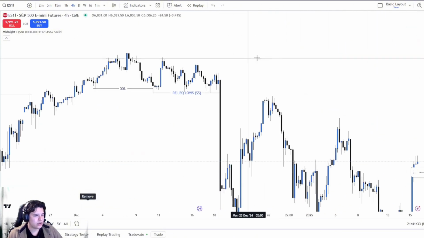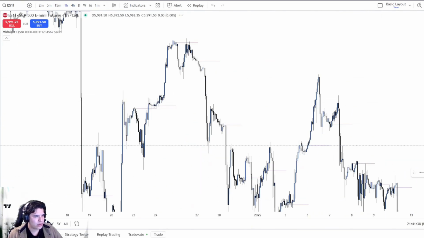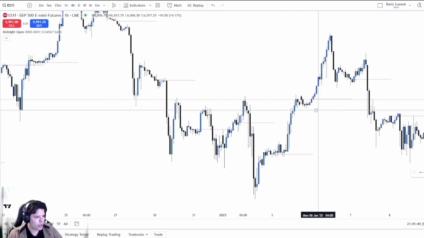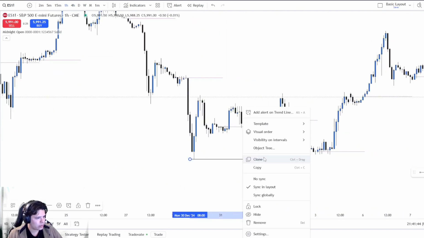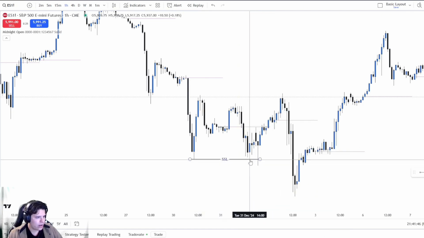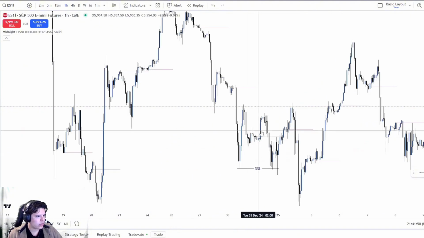So let's go ahead, clear this, and let's drop down to the 1 hour. And let's just cover a couple more examples, and we will be good to go and we wrapped up the module. Right here, boom, sweep, swept, and then we targeted the opposing pool of liquidity before continuing to the downside.